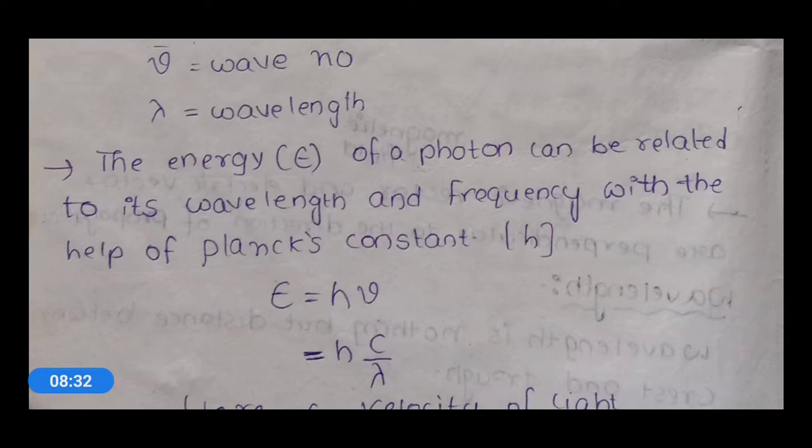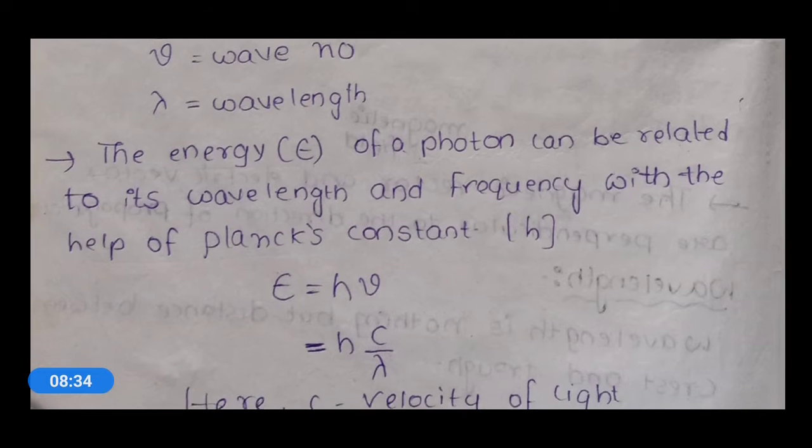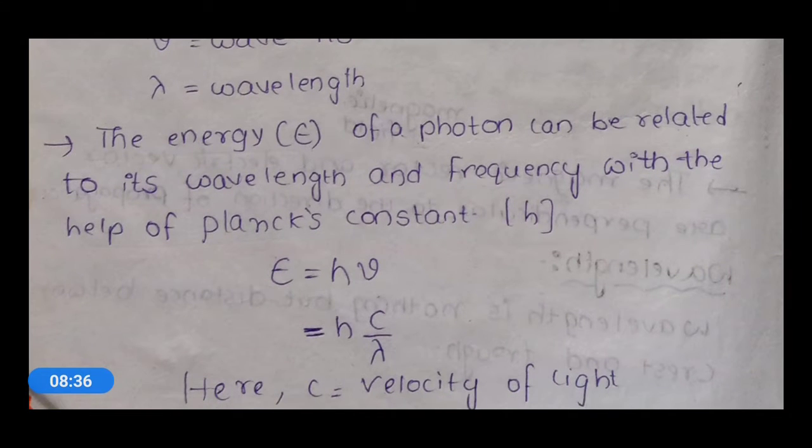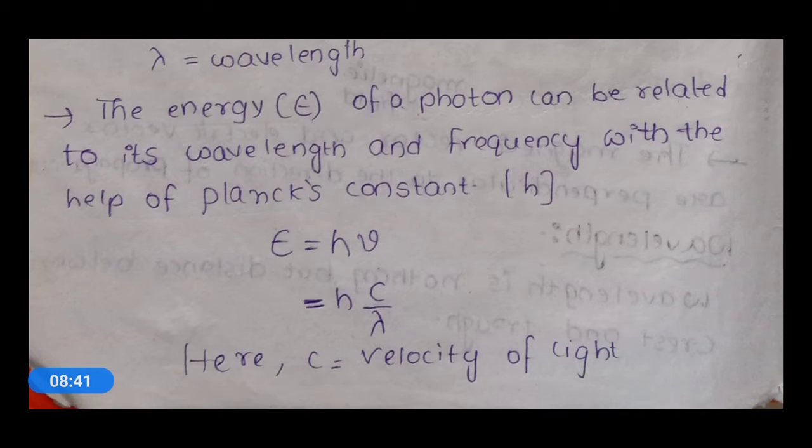And further, E is equal to h times c by lambda. c is the velocity of light, lambda is the wavelength, and h is Planck's constant. So this is the relationship between the energy of the photon with wavelength and frequency.